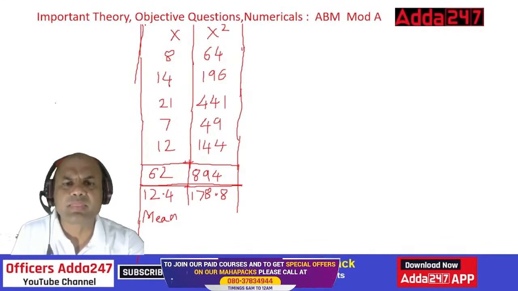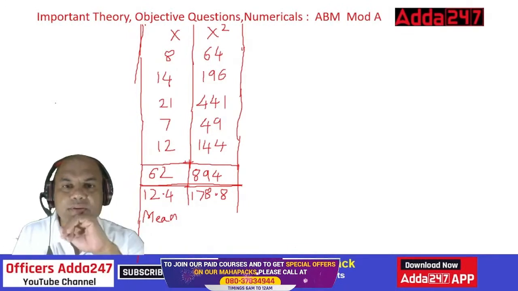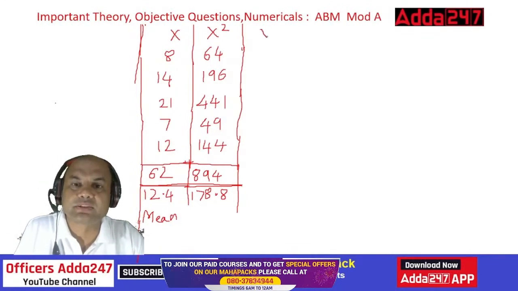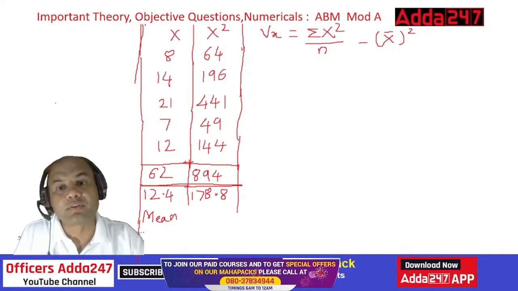Now, why did we find this out? What is the purpose of this? So see here, what were we told to find out? Variance. So variance of x is equal to, now look at the formula: summation x square upon n minus x bar square. This is the formula for variance.